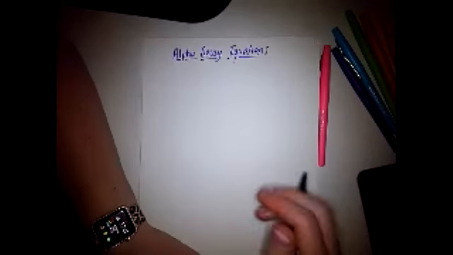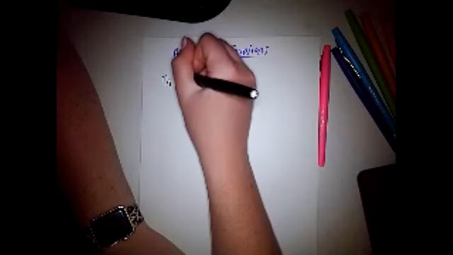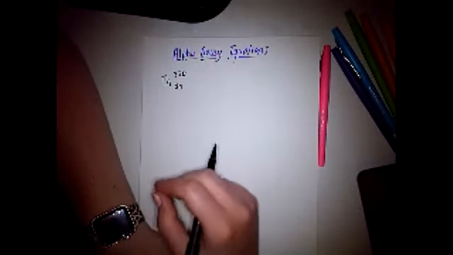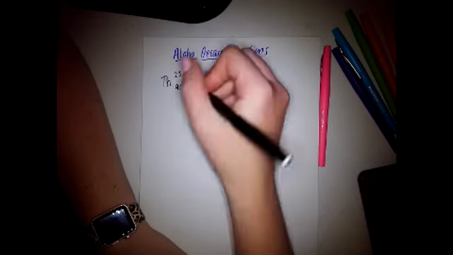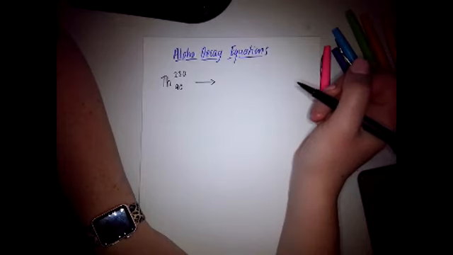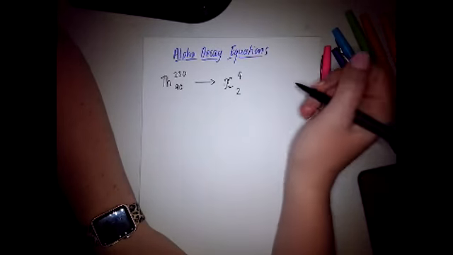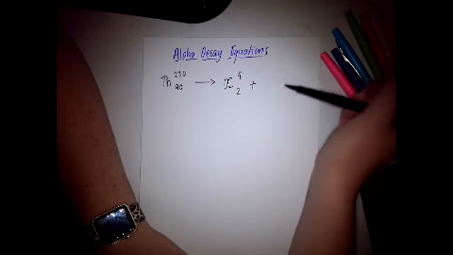So, periodic table, thorium, Th. It has got a mass of 230 and it has got 90 protons, or an atomic number of 90. Okay, so this is going to decay. It's an alpha emitter and it's going to emit an alpha particle. So I'm going to draw in our arrow and straight away we can write in our alpha particle, 4 and 2.